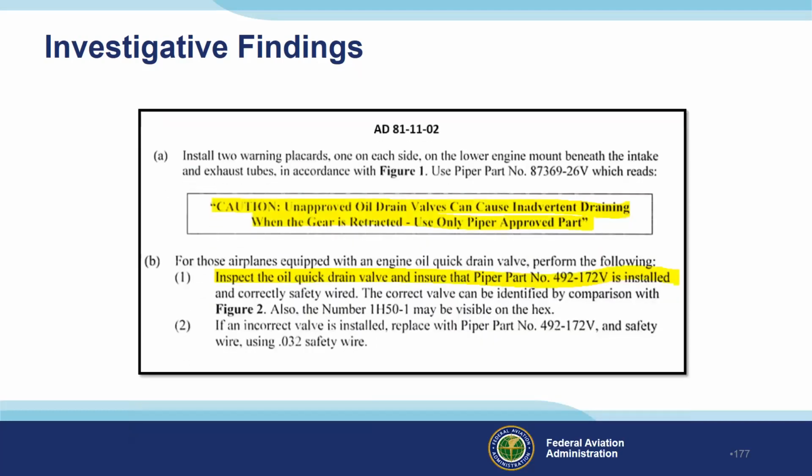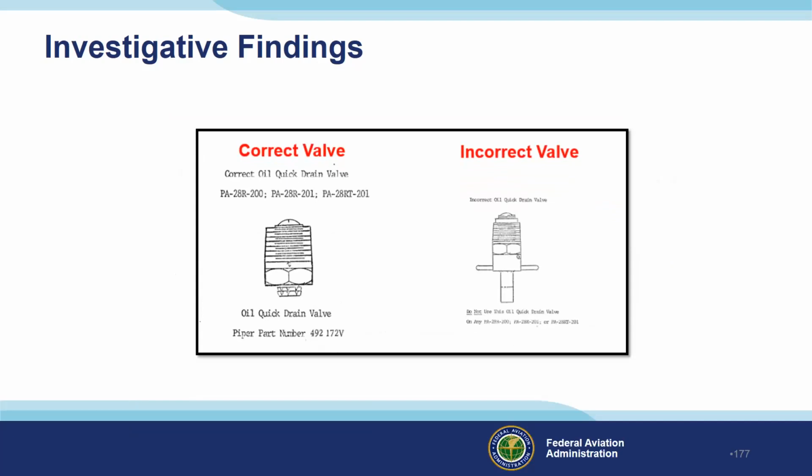Here's the AD. Make sure it's a Piper part. Install warning placards. There's a picture of the correct valve on the left and the quick drain on the right. It protrudes a lot farther than the manufacturer's valve.